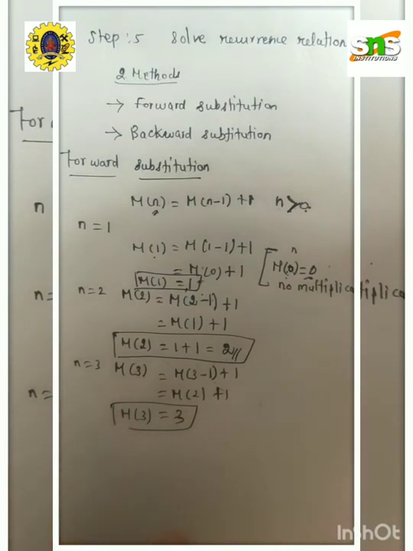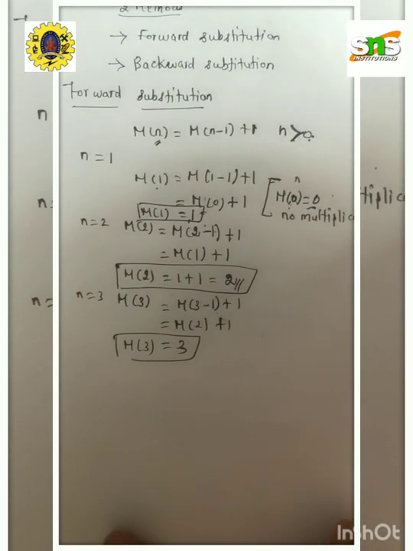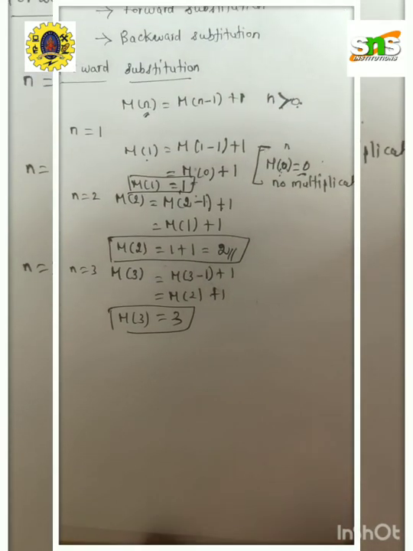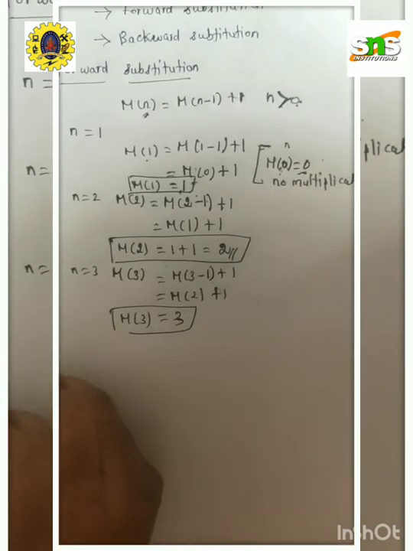These are the forward substitution method. Why you are going to solve using these two methods is that you want to prove the correctness of an algorithm, using some mathematical induction, right? So that is why we are solving like this. The second method is backward substitution.